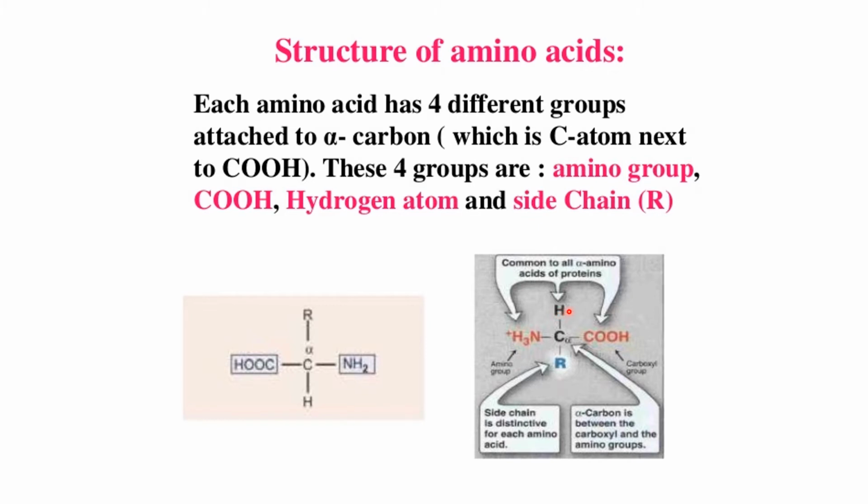This is common to all amino acids of proteins, meaning this amino group, this carboxylic group, and this H are common to almost all the amino acids of the protein. But the side chain is distinctive for each amino acid. The side chain R changes in each and every amino acid, so the changes in the side chain give rise to different amino acids. The alpha carbon is between the carboxyl and amino group.